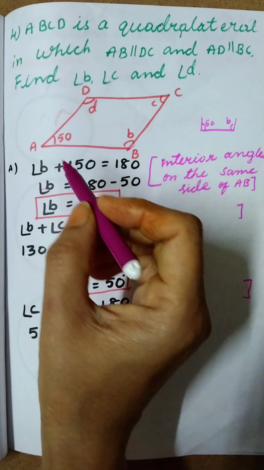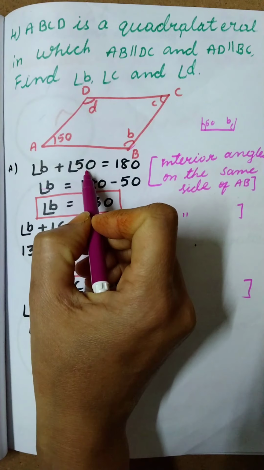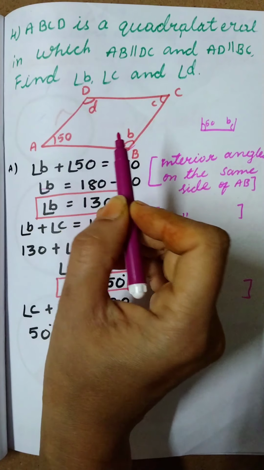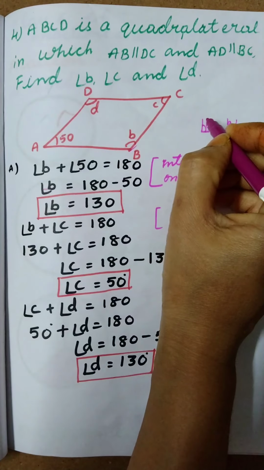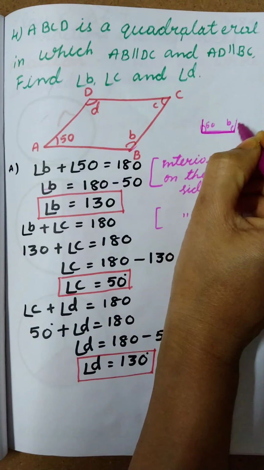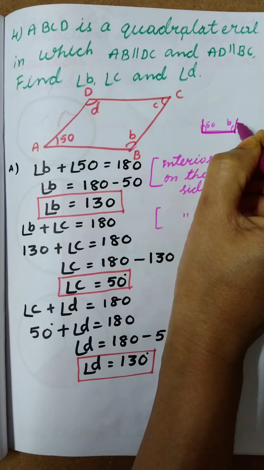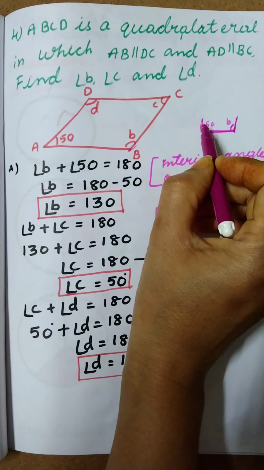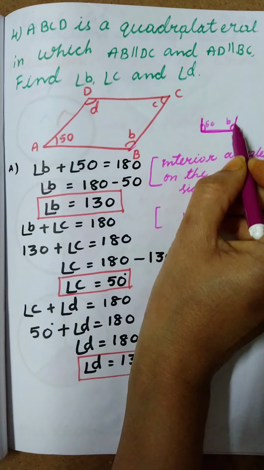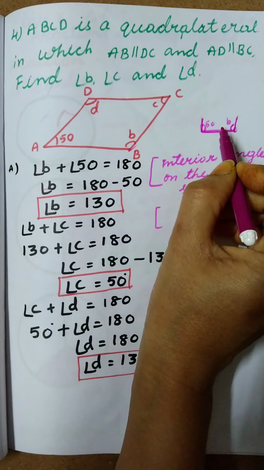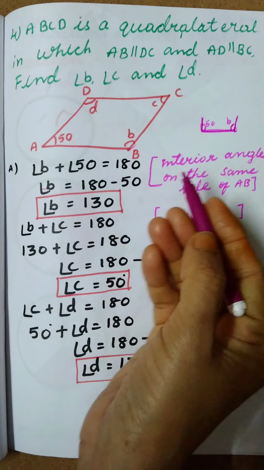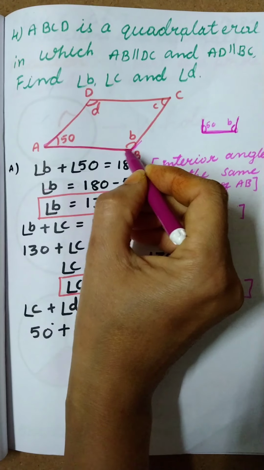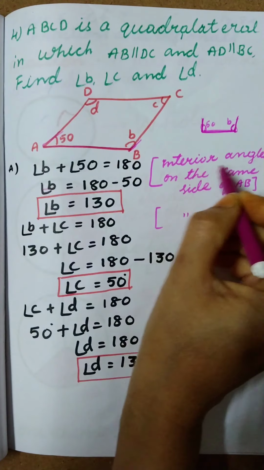Okay, now angle B plus 50 equal to 180. Why do we write like this? By seeing this type, what can we say for these interior angles on the same side of the transversal? Interior means these two angles are inside, and these two lines are the transversal. Okay, interior angles on the same side of the transversal. Are you observing these interior angles on the same side of the transversal?